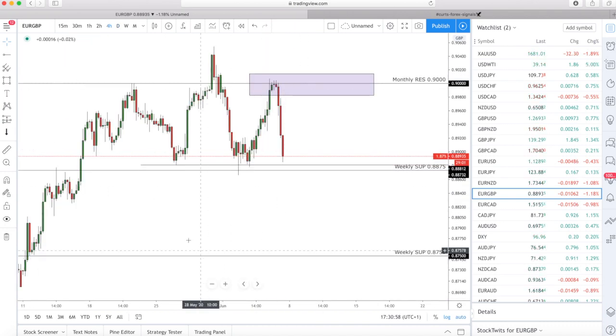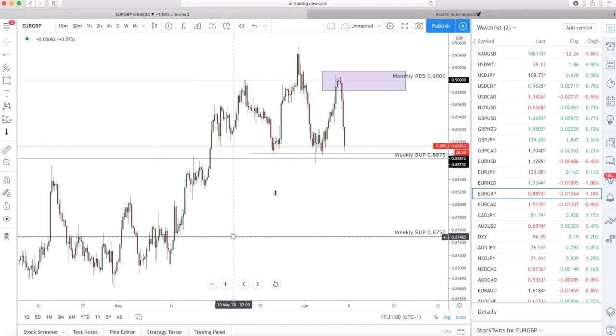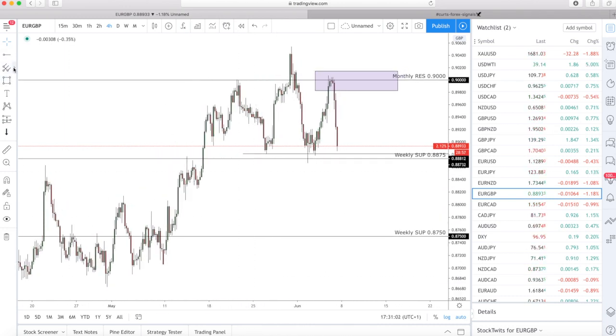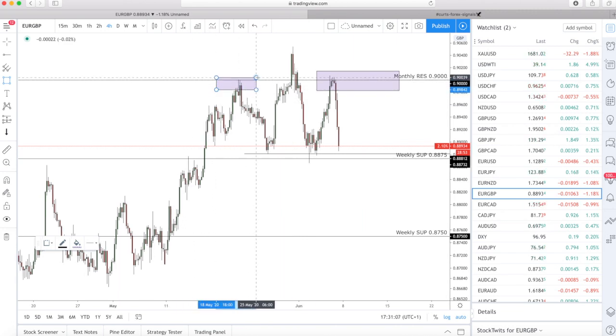So dropping down to the 4 hour. We did have this left shoulder here, this head. So I was taking this into consideration. This is why I had my take profit, I think it was at 0.8980.